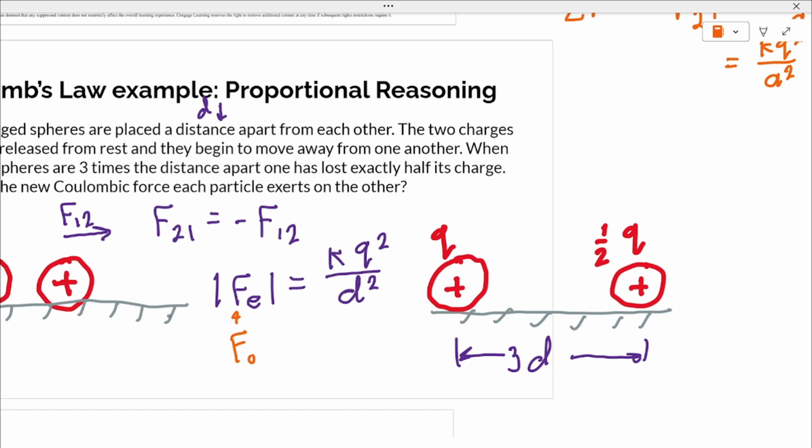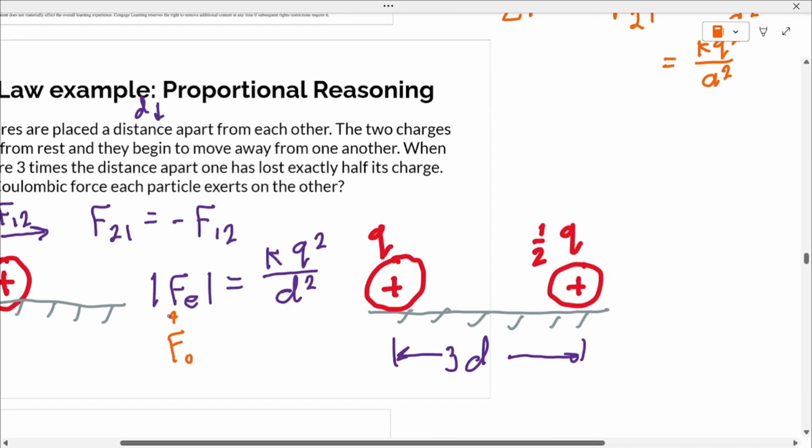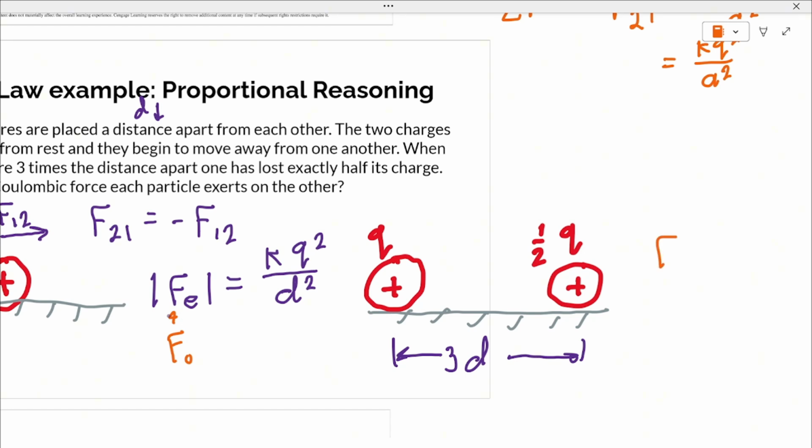Now we can reason through this. Since the distance is now 3 times what it was, just from that we know that the new force is going to be 1 over 3 squared times the original force.